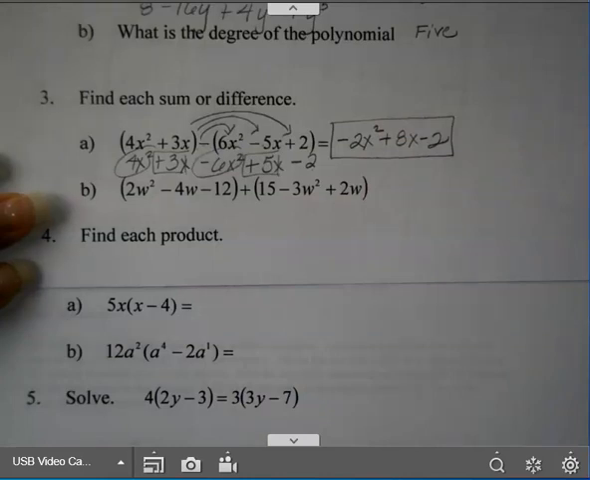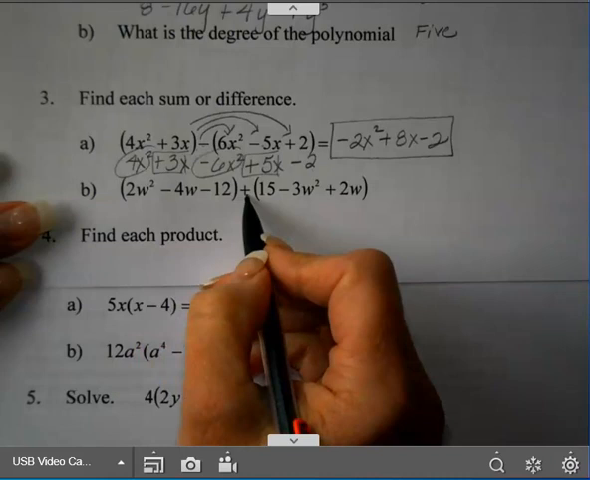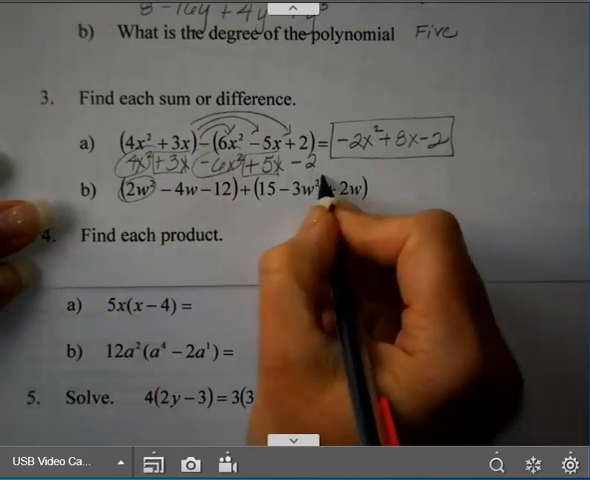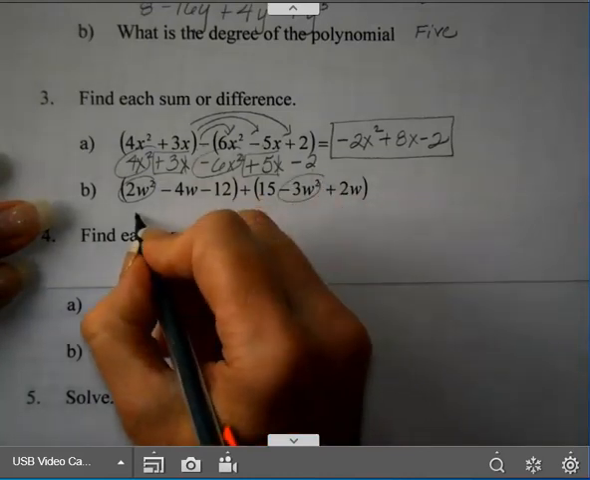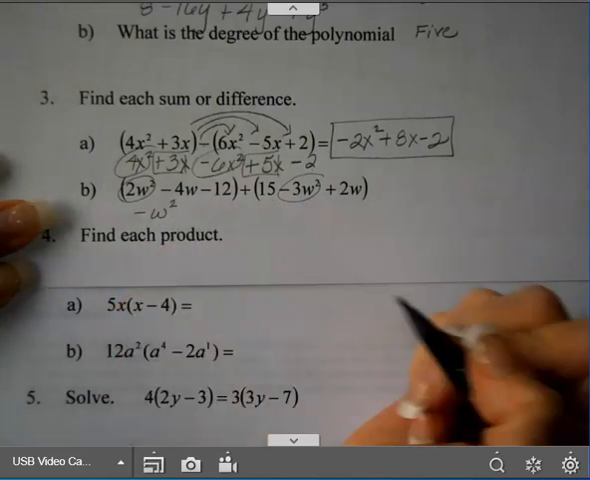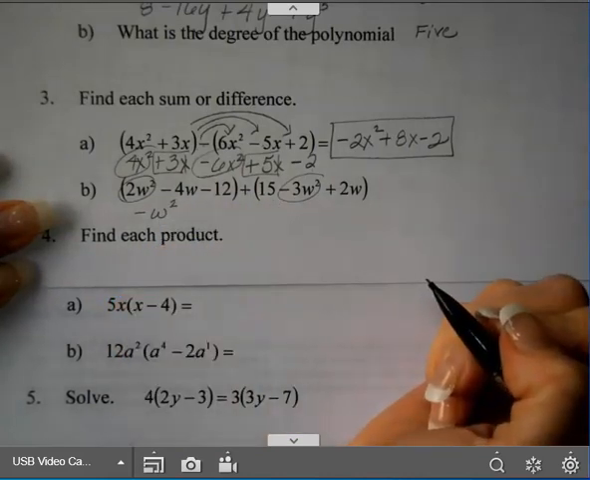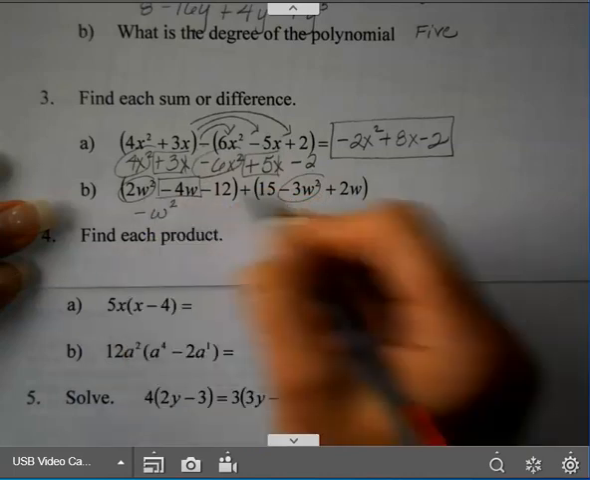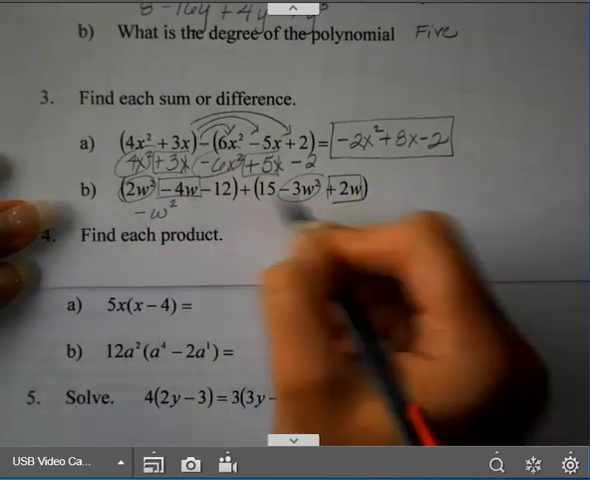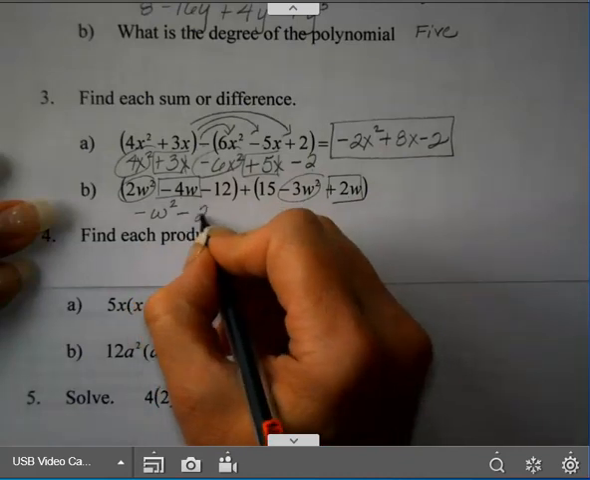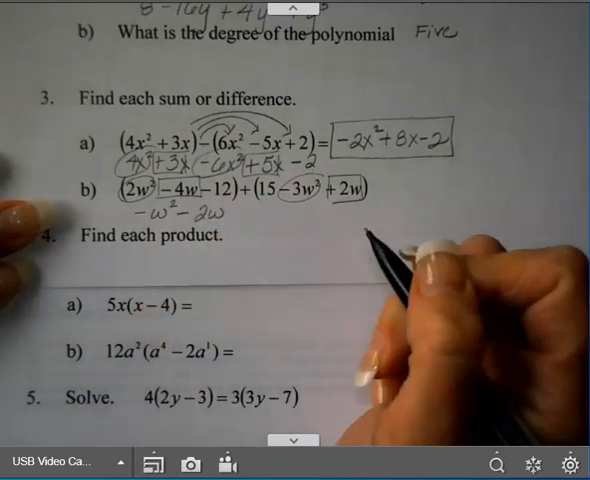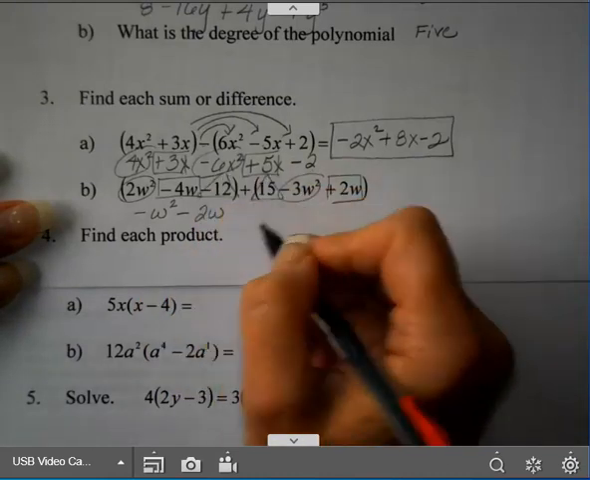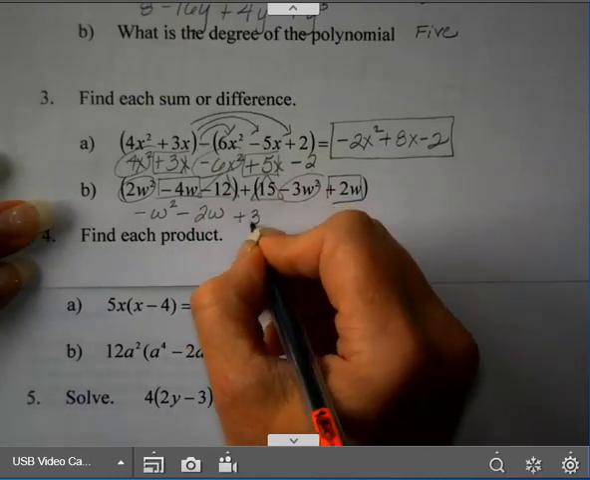For the second one, 3b, I am adding, so I can just ignore my parentheses, they just go away. 2w squared minus 3w squared gives me negative 1w squared. I'm not going to put the 1 there, I don't need it. If you want to put it there, it's not wrong. Collect your w, so negative 4w plus 2w gives you minus 2w. And then lastly, I have a negative 12 and a plus 15. That'll give me a plus 3.